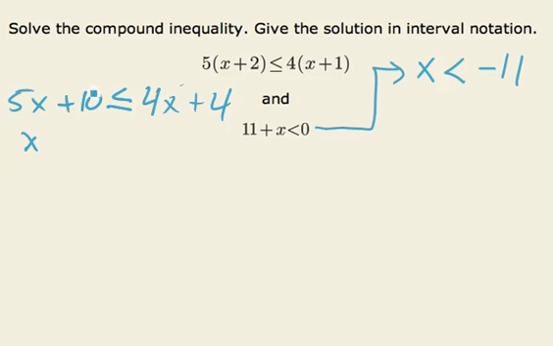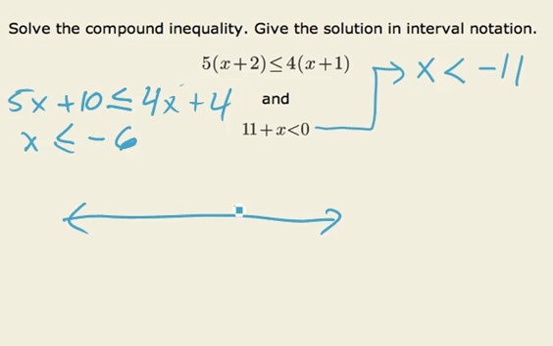Let's subtract 10 from both sides. Subtract 10 from here, that goes away. Subtract 10 from 4, we're left with a negative 6. So we have x less than or equal to negative 6. Let's go ahead and graph that on a number line.